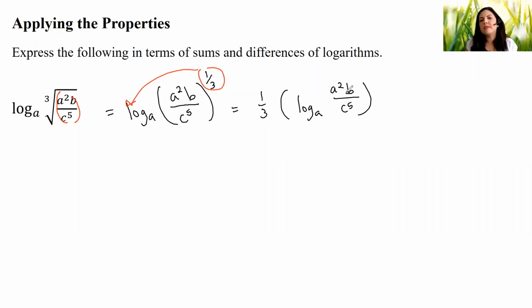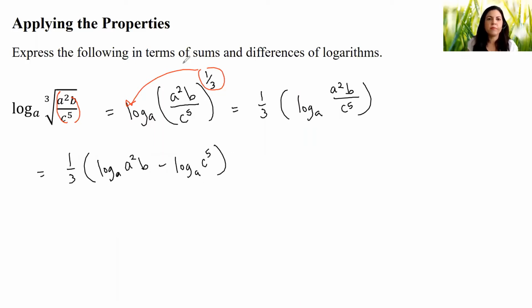Okay, so now we have to think about how we can further simplify this. What do we have here? I have a squared times b, but we also are dividing it by the c to the fifth. So let's split up that quotient. I'm going to apply the quotient rule here. We still have this 1/3 in front of the entire logarithm, but now I'm going to split this up into the logarithm of the numerator minus the logarithm of the denominator. Again, that was the quotient rule.